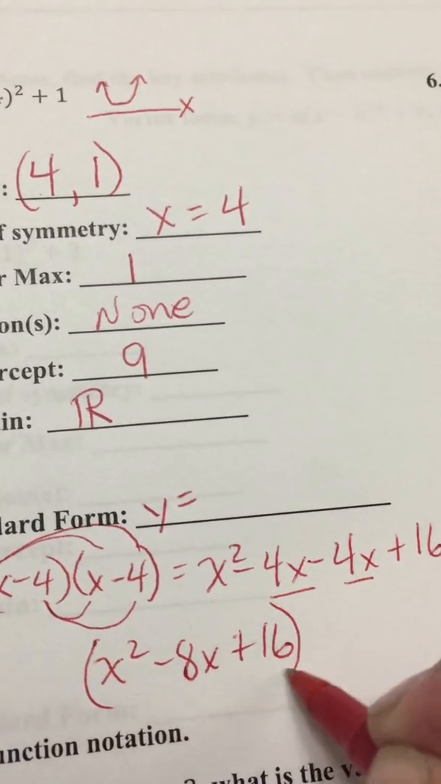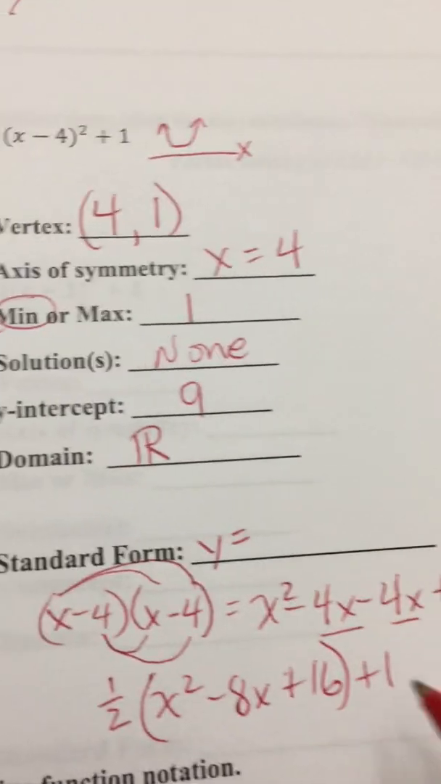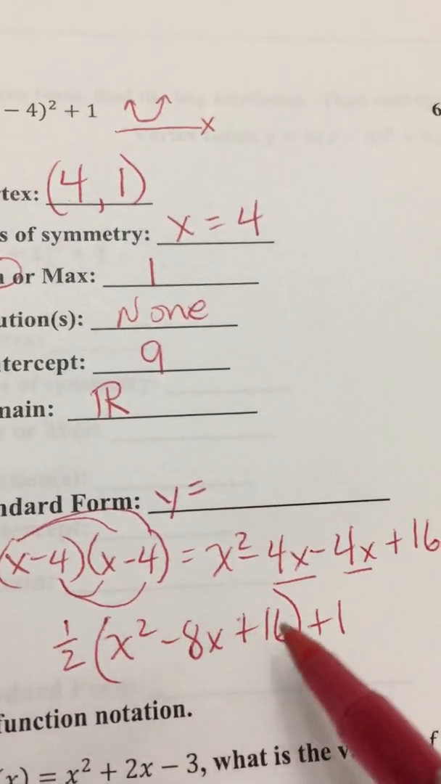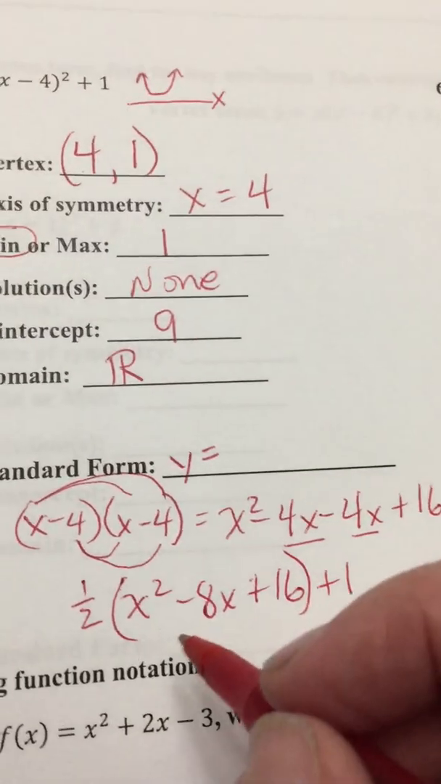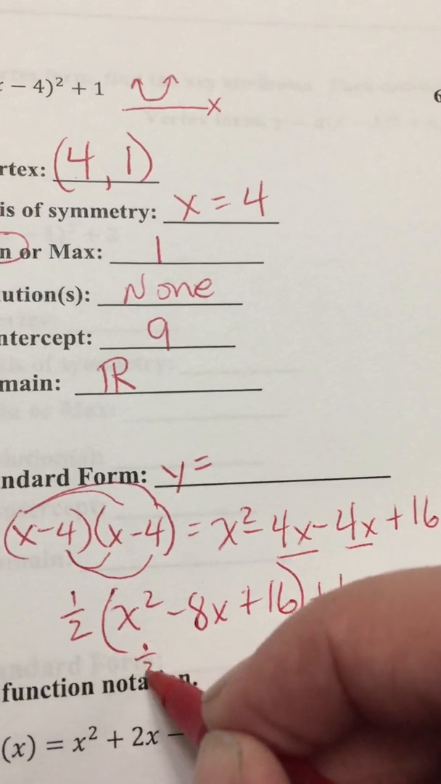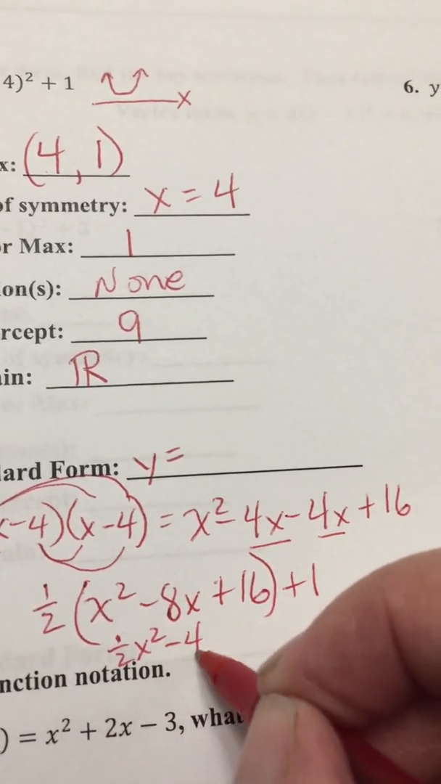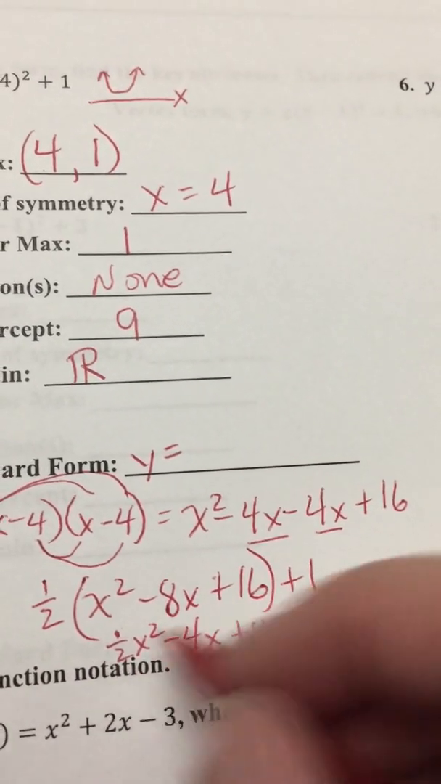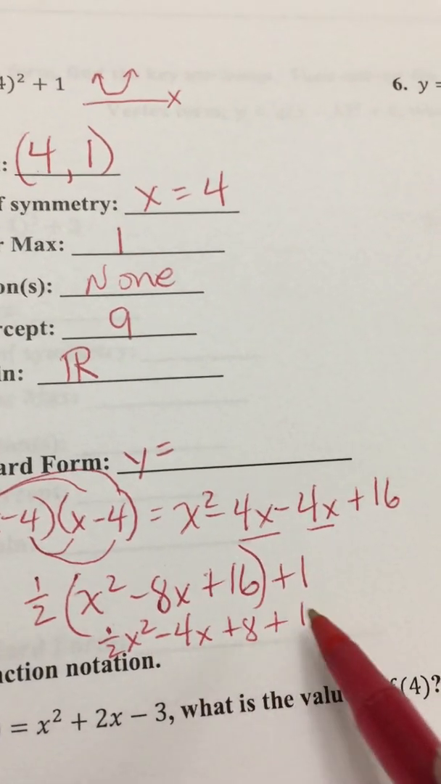So inside parentheses here, this is 1/2, and this was plus 1 on the end. There we go, plus 1. So now, I'm not going to add first. I'm going to distribute to get rid of the parentheses first. So this becomes 1/2 x squared. I'll just put it right down below. 1/2 x squared. 1/2 times negative 8 is negative 4x. And 1/2 times 16 is a positive 8. Parentheses are now gone, plus 1. So everything in here is going to stay the same except this becomes plus 9.